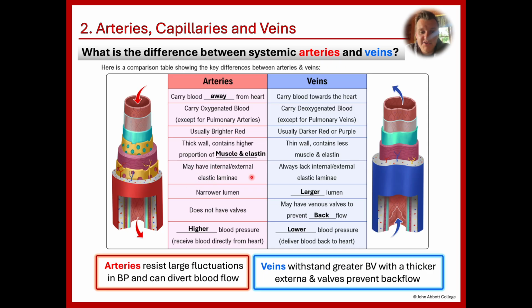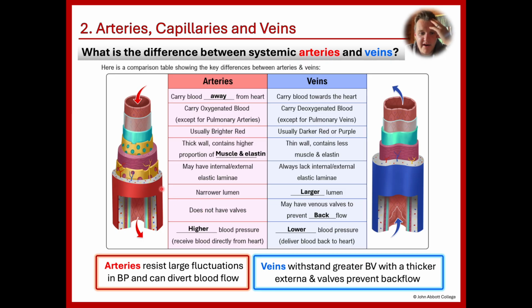They have many internal and external elastic laminae, so the arteries need to be able to withstand that big pressure. Here we don't have much elasticity. A narrow lumen, right? Very small lumen because blood is being sent quickly away. Whereas veins have a much bigger lumen. They are the reservoirs in a way.